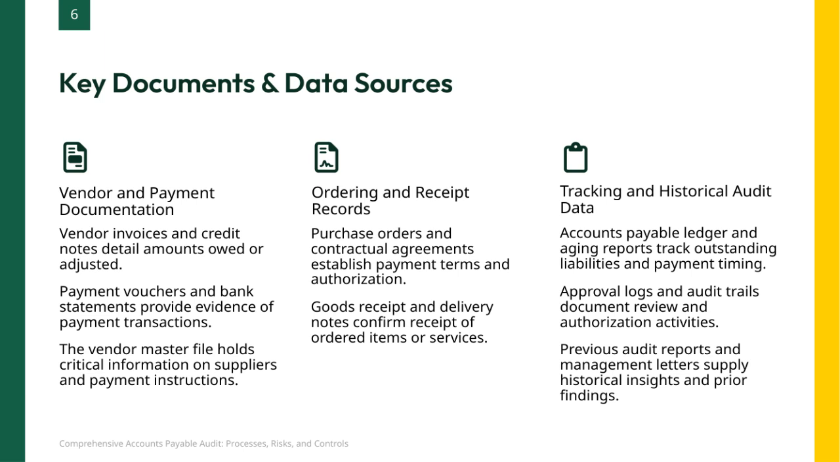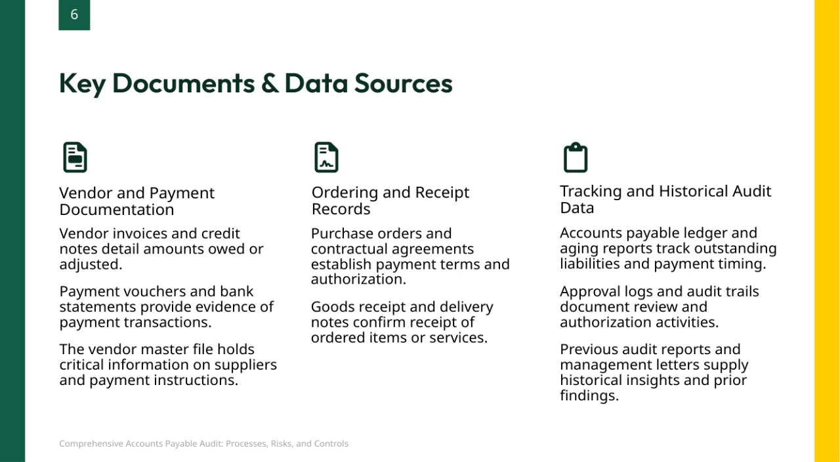Next, we have ordering and receipt records. Purchase orders and contractual agreements play a key role by setting out payment terms and providing the necessary authorization for purchases. Goods receipt and delivery notes then confirm that the ordered goods or services were actually received, which helps prevent any discrepancies. Finally, tracking and historical audit data are critical for oversight and accountability.